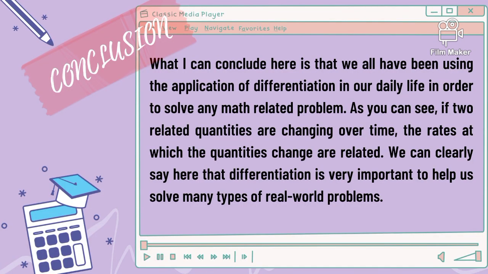What I can conclude here is that we have all been using the application of differentiation in our daily life in order to solve any math-related problem. As you can see, if two related quantities are changing over time, the rates at which the quantities change are related. We can clearly say here that differentiation is very important to help us solve many types of real-world problems.